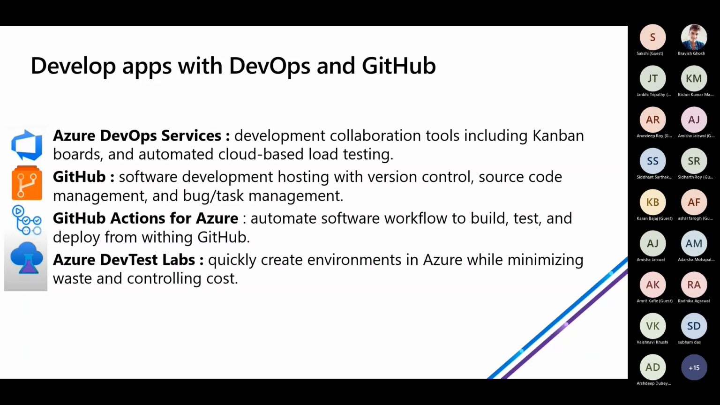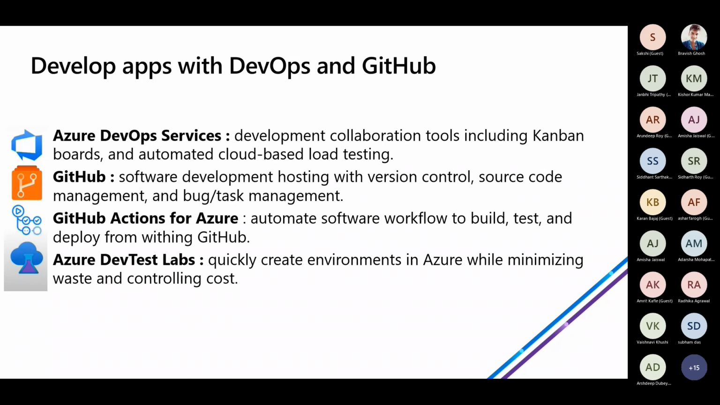And what is GitHub? GitHub is a code repository for open source software, built on Git, which is a version control system. It is a software development hosting service with version control, source code management, and bug or task management. So what is GitHub Actions? GitHub Actions enables workflow automation with triggers for many lifecycle events. One such example would be automating the CI/CD toolchain. What Azure DevOps Pipelines has to offer is the same as GitHub Actions, which we use for CI/CD toolchains.